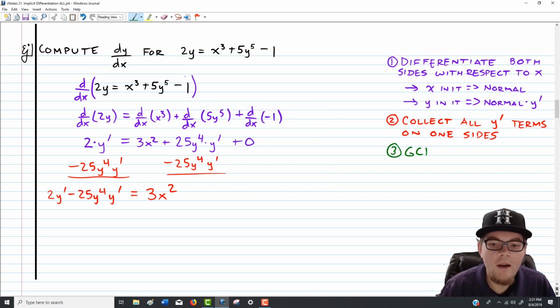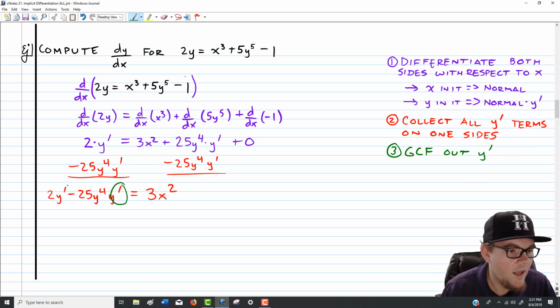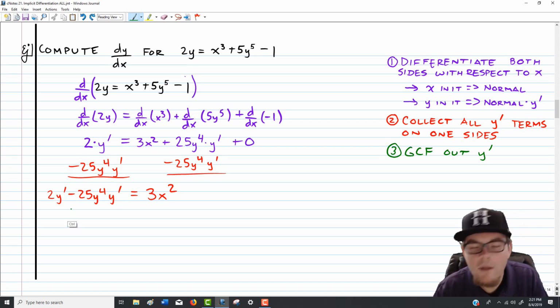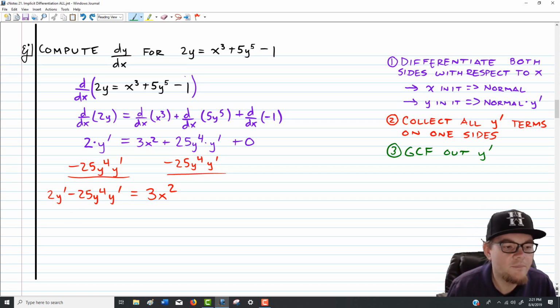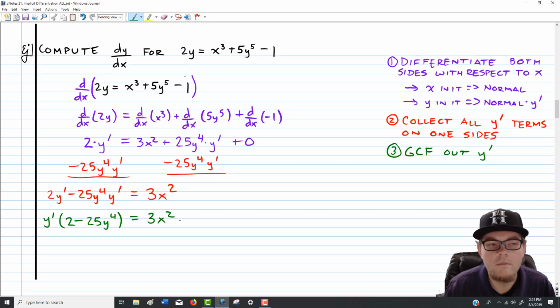From here, again, no calculus, very simple algebraic move. We're going to GCF out, as in greatest common factor, or find the GCF of our expression, and in this case, we've made our expression y prime. Y prime is the GCF of right here and right here. And even if there was more, we really only care about getting y prime by itself. So in this move, it's actually really simple, although it's kind of awkward to have that prime symbol on there. We get y prime times the quantity 2 minus 25y to the fourth. And all of that is equal to 3x squared.